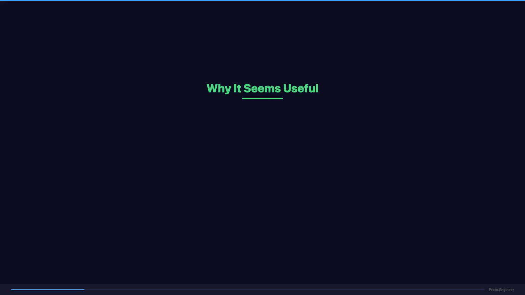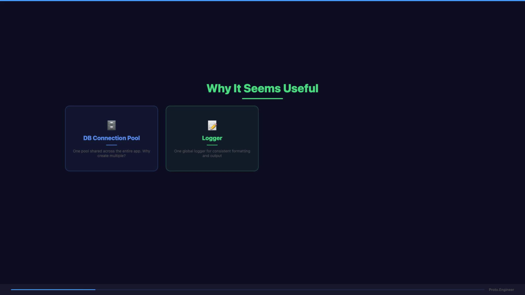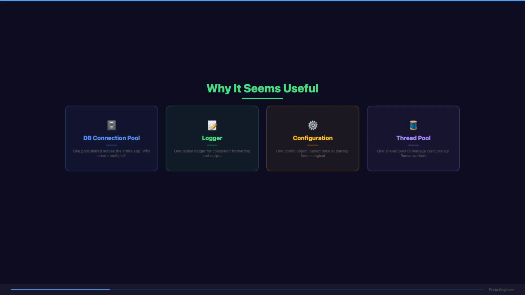Singleton seems useful for several common scenarios. Database connection pool. You want exactly one pool shared across your application, not multiple pools competing for connections. Logger. One global logger writing to the same file or service, not scattered logger instances with different configurations. Configuration. One config object loaded from environment variables or a config file, shared everywhere. Thread pool. One shared pool managing worker threads efficiently.